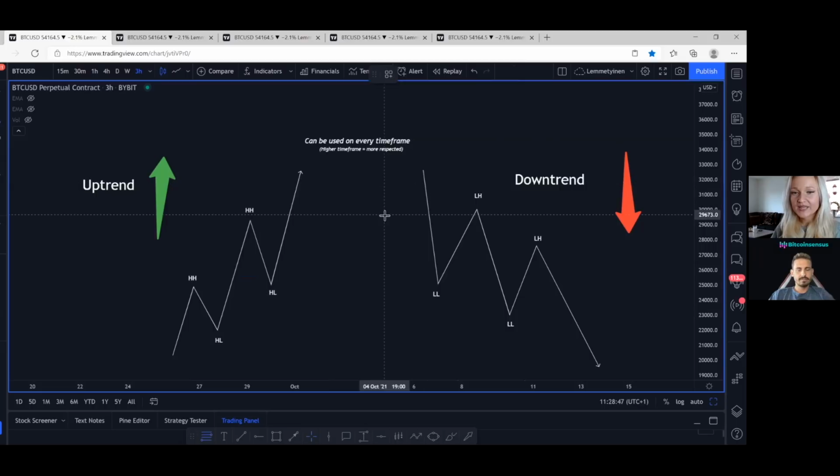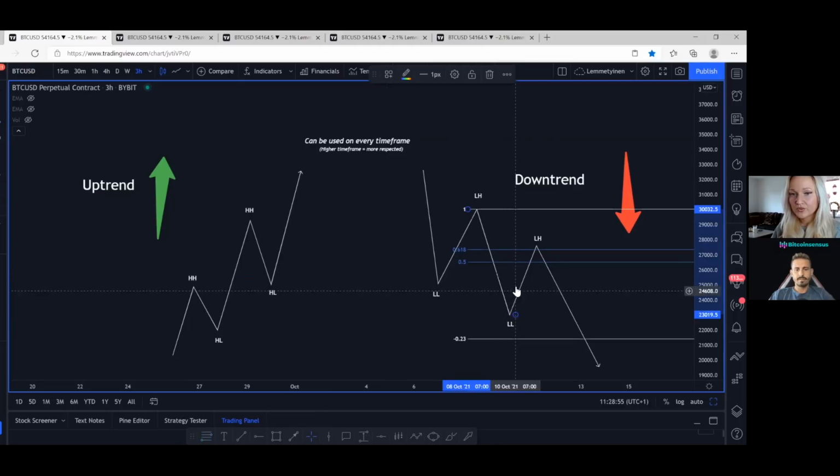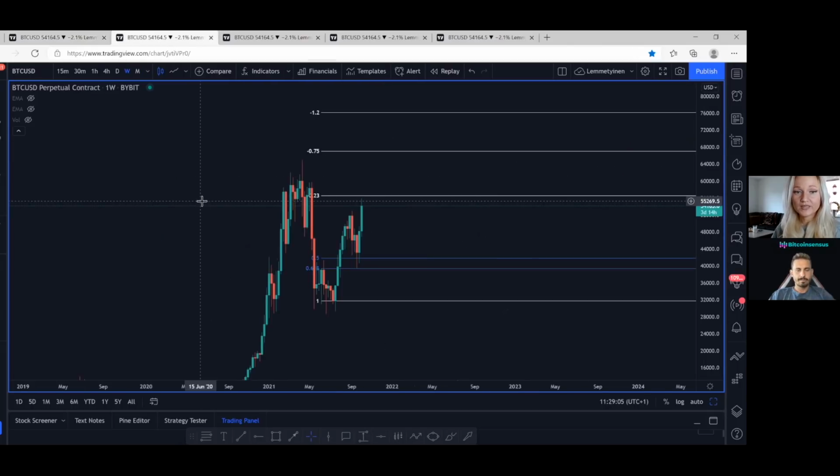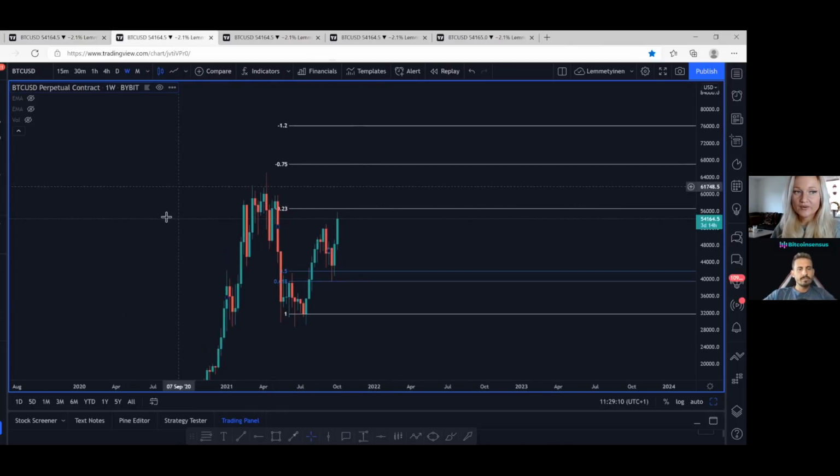And when it's a downtrend, I always take it from the highest point, so that's the lower high to the lower low. And so I'm going to show you how it looks, and you can use it on every time frame, but the higher time frame, obviously it's more respected. But we can go to the weekly. So I'm going to show you how it looks on Bitcoin.